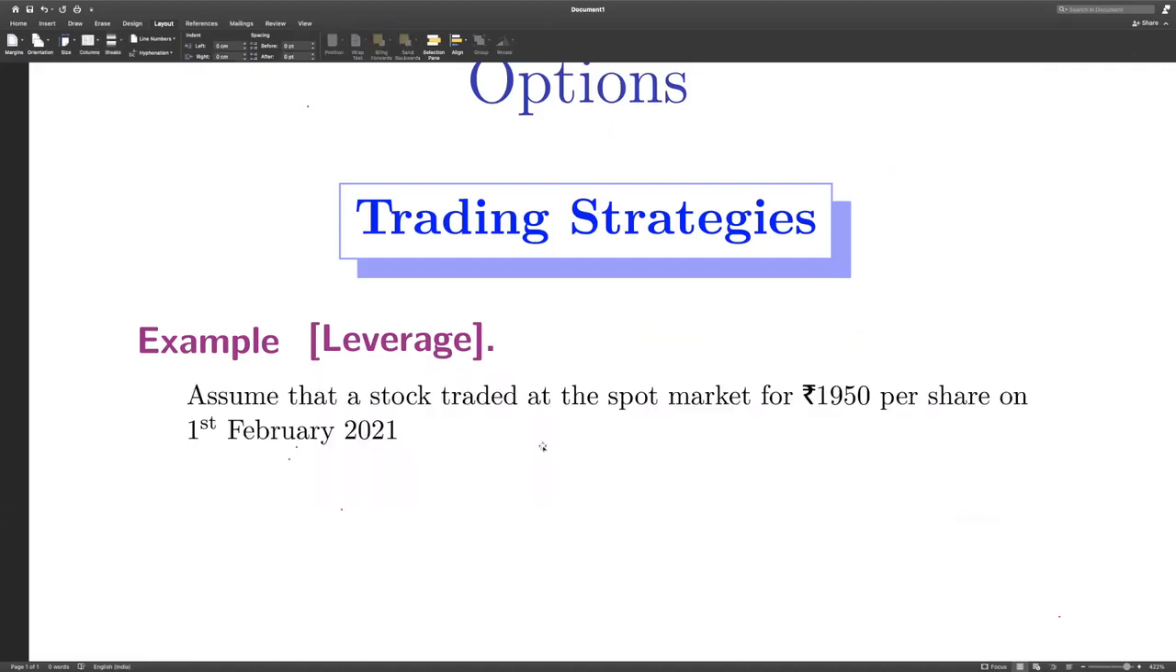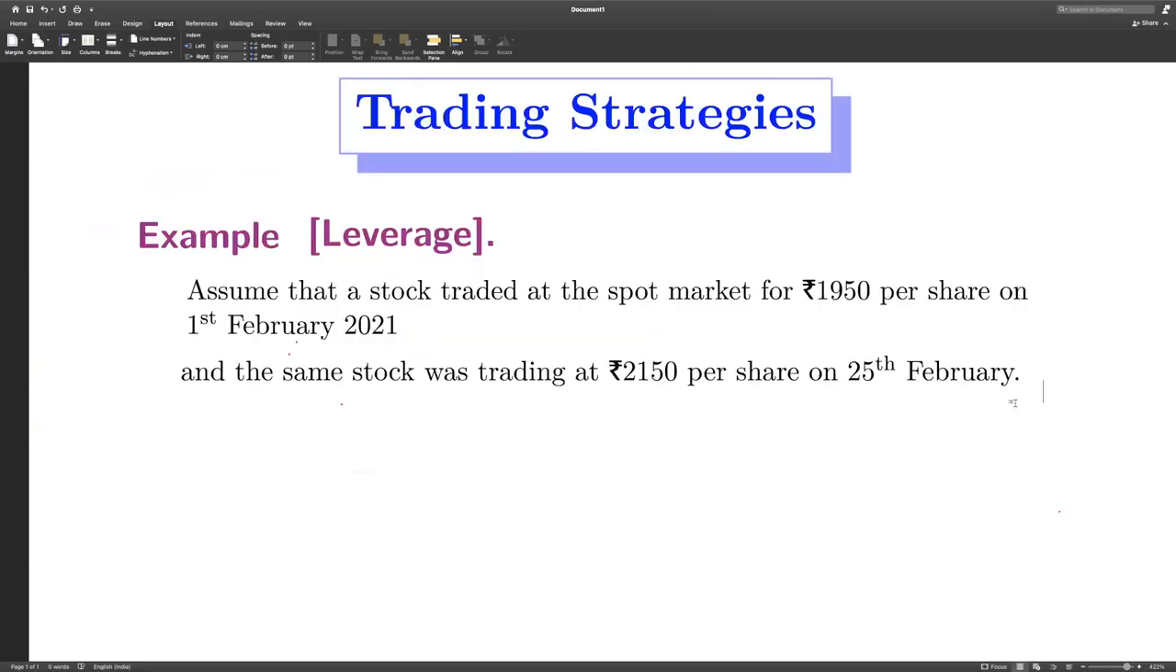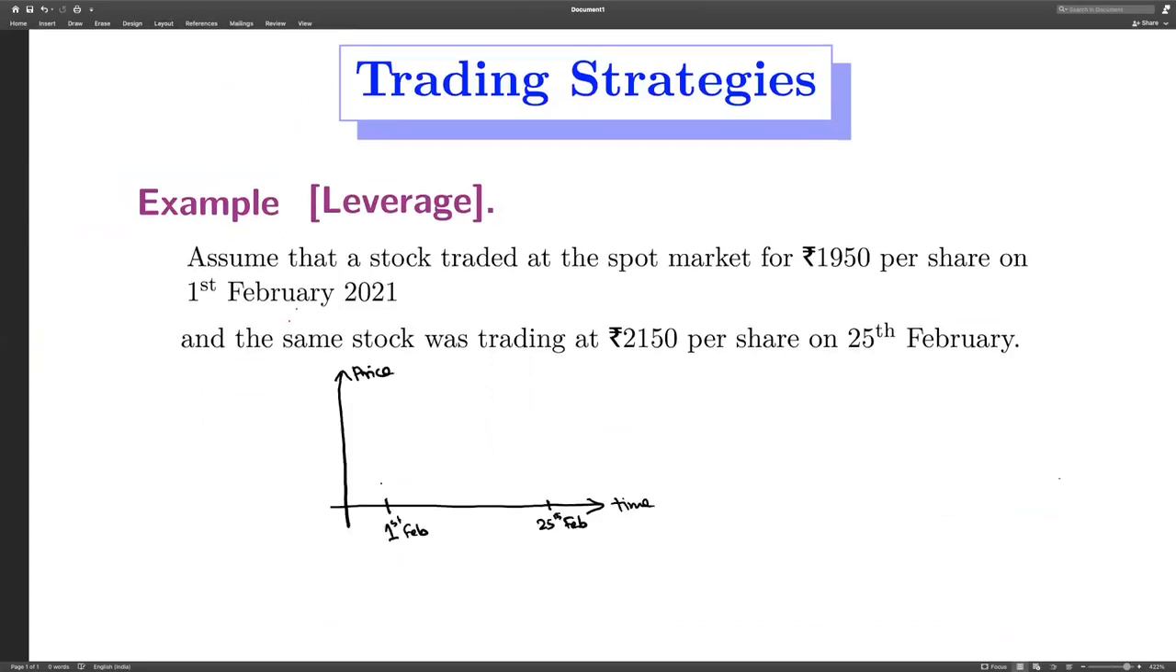Assume that a stock traded at the spot market for rupees 1950 per share on 1st February 2021 and the same stock on 25th February traded at rupees 2150 per share. That is, on 1st Feb the stock was somewhere like this and then it came to 2150, say. Let's assume this.